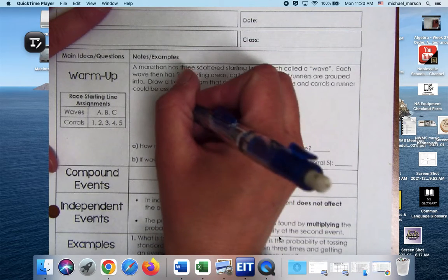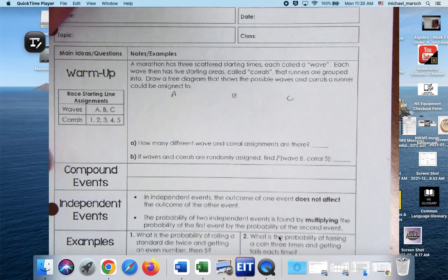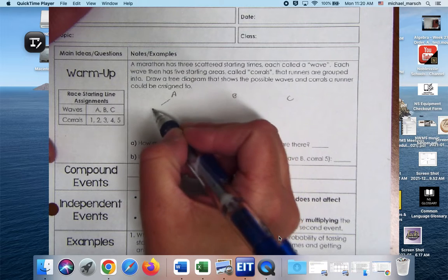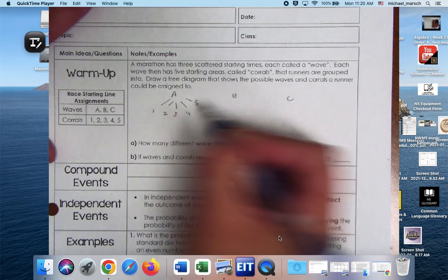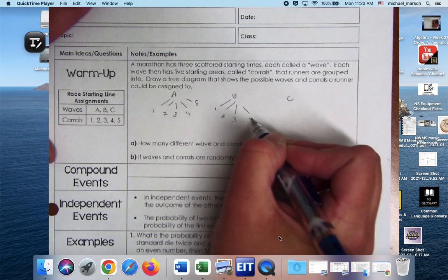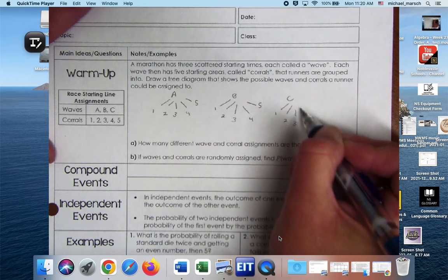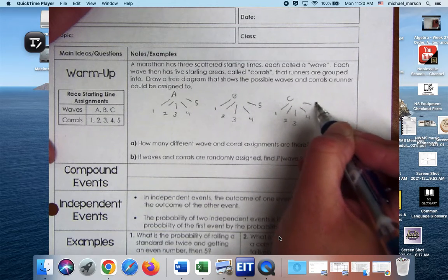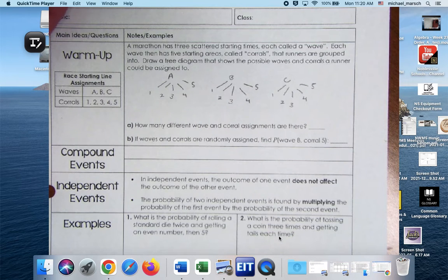So what we have here is wave A, B, and C, right? You should be doing that on your iPad, A, B, and C. And then each wave has 5 groups of people. So within each wave, you are grouped again by more specific entry times. So that's our tree diagram.